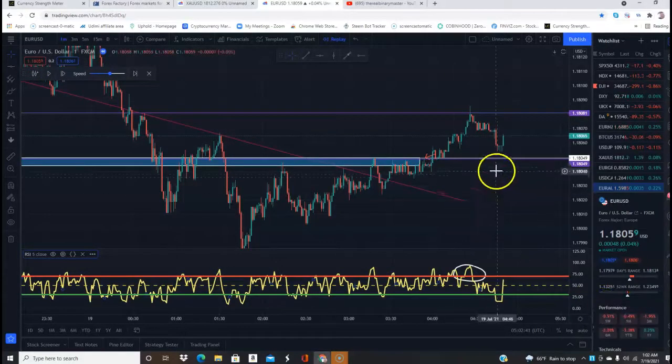Alright guys, so as you can see, price actually hasn't reacted yet. We wicked out of this area, now price is pushing up. Let's see what happens.